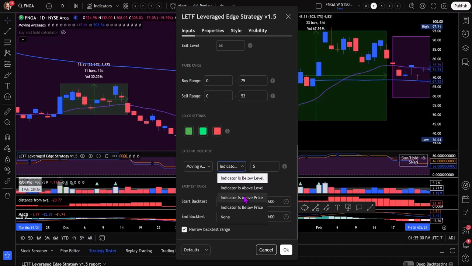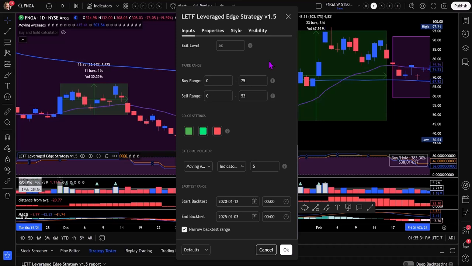I want to make sure that the indicator is below the price. That way only buys that take place above the moving average are going to be included. And it really doesn't matter what you have in this box. This really just applies to when you're setting an indicator below or above a level. So right now I have it set to the moving average 150-day indicator is below the price.